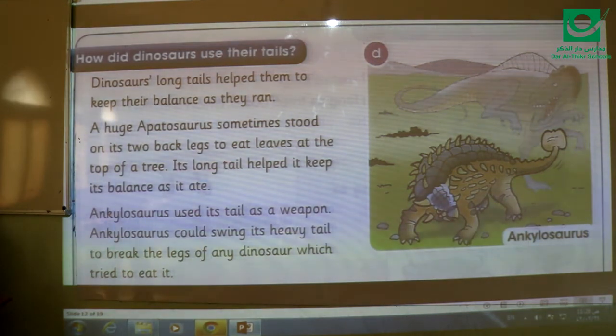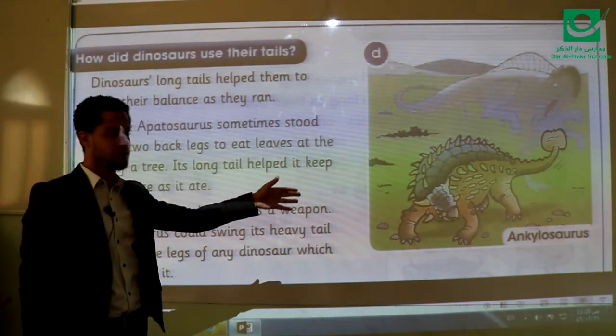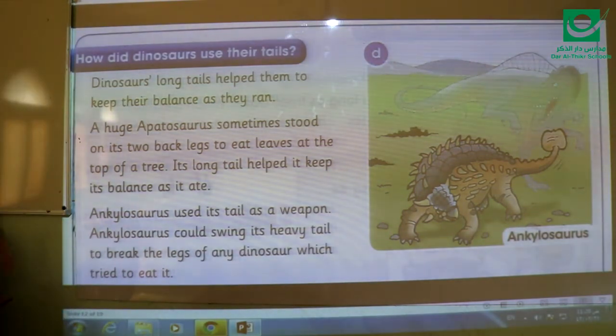A huge Apatosaurus could sometimes stand on its two back legs to eat leaves at the top of a tall tree. Its long tail helped it keep its balance as it ate. So without the tail, it couldn't eat. Ankylosaurus, as in picture letter D, is a kind of dinosaur. Ankylosaurus used its tail as a weapon. Ankylosaurus could swing its heavy tail to break the legs of any dinosaur which tried to eat it. So it was like a weapon, okay?